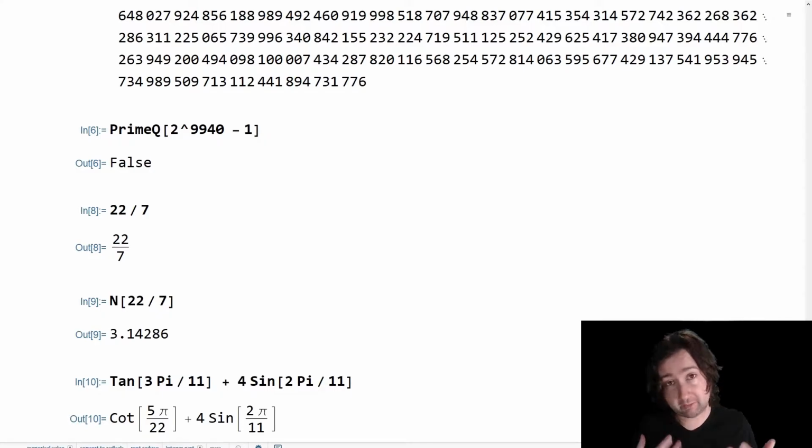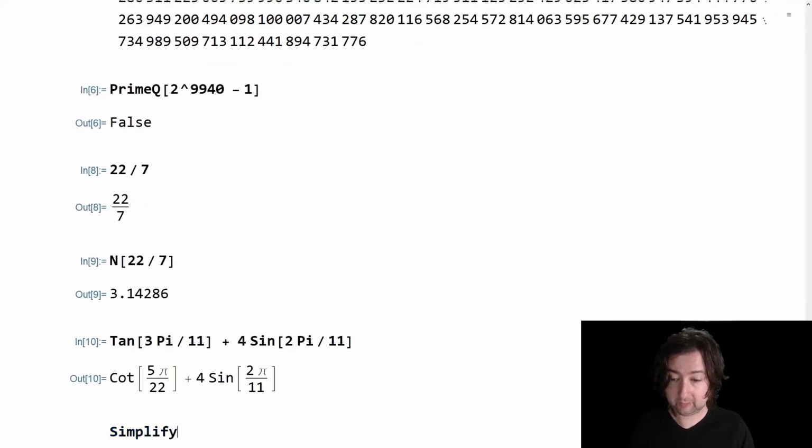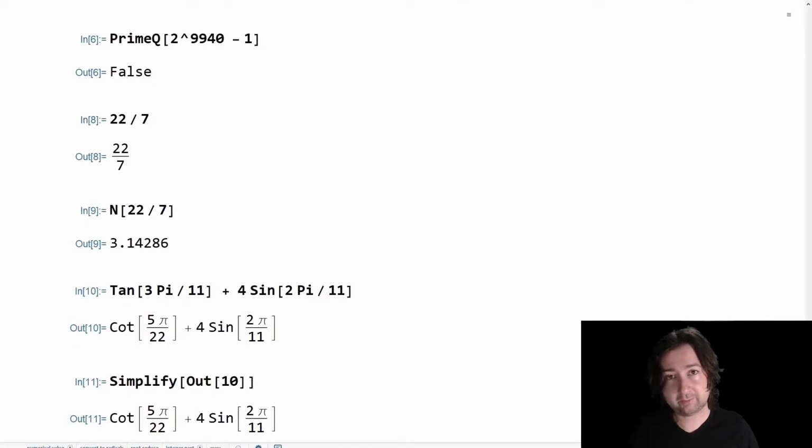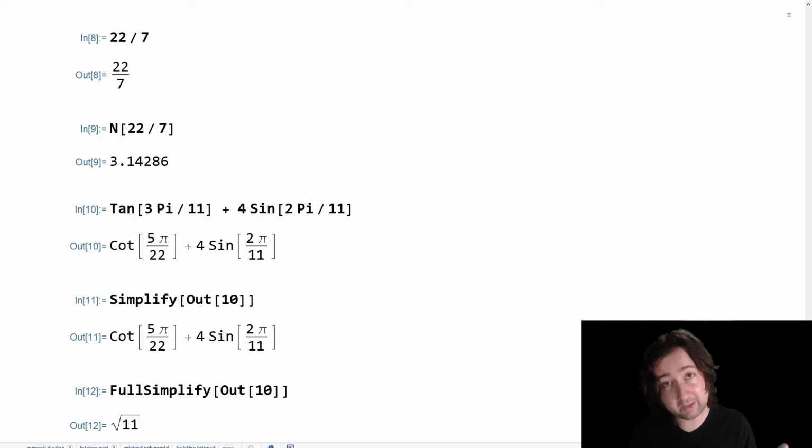If we want to see if this can be mathematically reduced into something less complicated, then we actually have to tell Mathematica that we want it to do that. And the way we do that is one of the most common commands that you'll use, which is the command Simplify. So if we simplify the previous output, well, nothing changed. Maybe we know something must change. We've got suspicions that there's some sort of identity that could be applied here. So now we run the even stronger command, FullSimplify. And again, we'll run it on output 10, so we haven't changed anything. And now you'll notice that Mathematica brings all of its power to bear and reduces that expression to root 11.